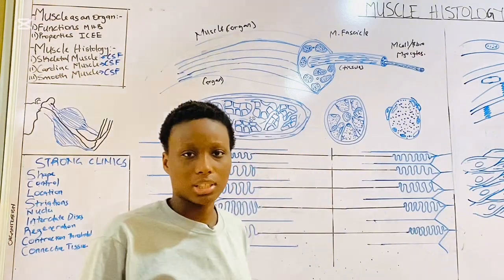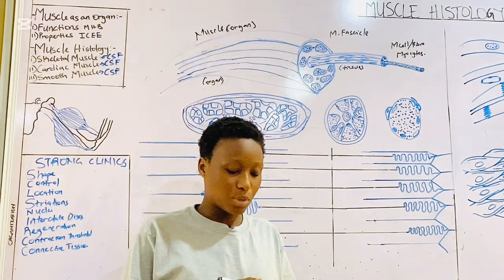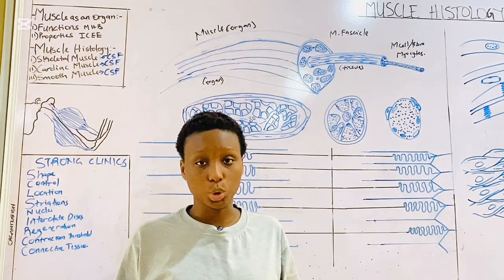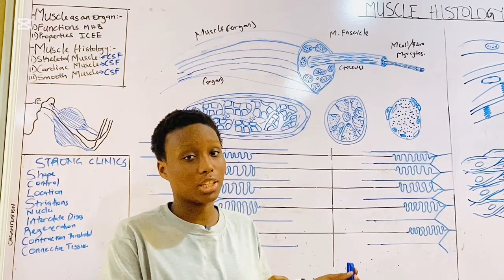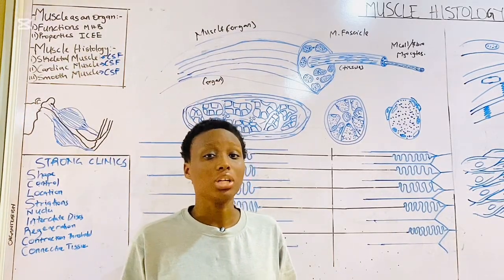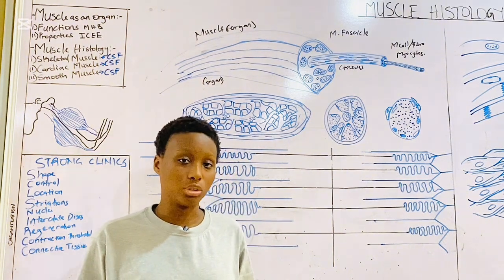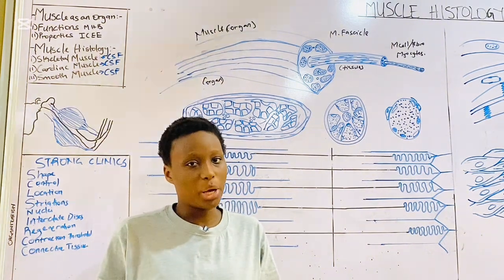What does that tell us? That tells us that the cells of muscle, skeletal muscle, smooth muscle, cardiac muscle, but right now we're focusing on skeletal muscle. The cells of skeletal muscle are actually called muscle cells, muscle fibers, or myocytes.